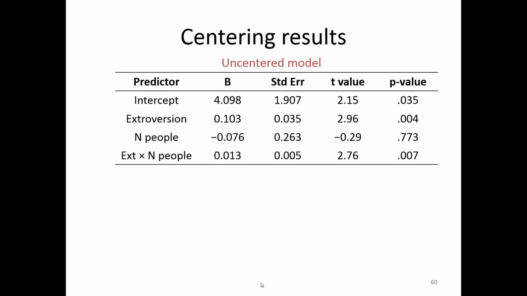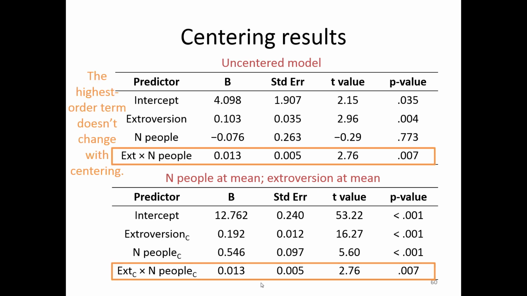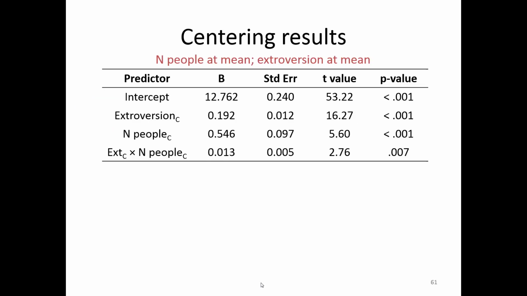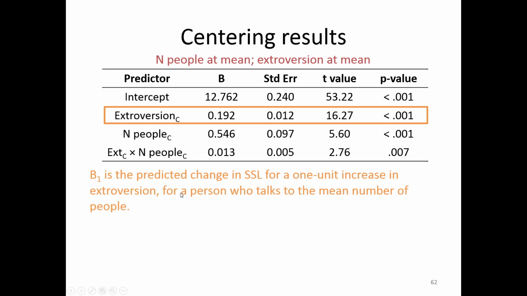Okay, so here's our uncentered model, and then here's our mean-centered model. Okay, so the highest order term doesn't change with centering. Okay, so here's the mean-centered model again. So B0 is the predicted satisfaction in social life for a person scoring at the mean on extroversion and the mean on number of people talked to. So the mean is a better representation of central tendency than 0 in this case. I think number of people talked to had at least 1 to 13, so 0 wasn't even included. So it's a lot better and more meaningful to use mean-centered data in most cases.